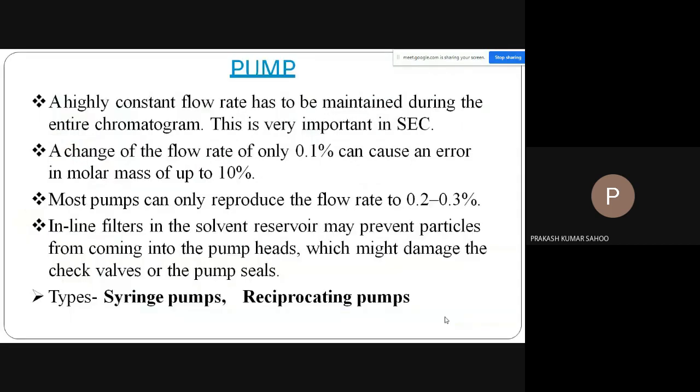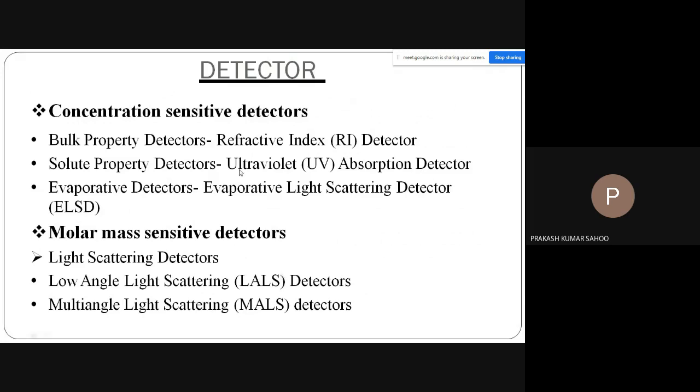So this is the pump. This pump is constant flow. This is very important. The flow rate should be 0.1% with an error in molecular mass up to 10%. Most pumps are reproducible. I will share these PPTs, okay? Just try to read out these things once and try to remember the basic data only for your theoretical examination.